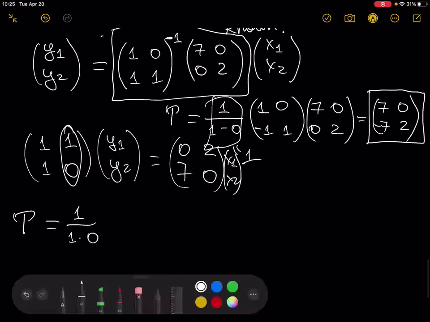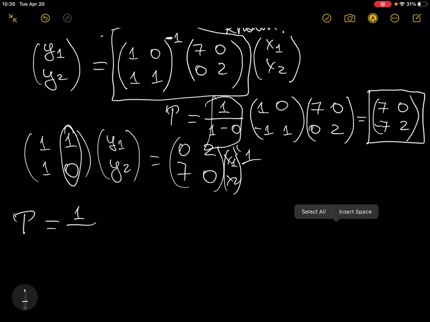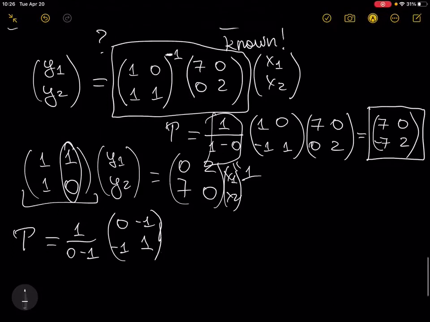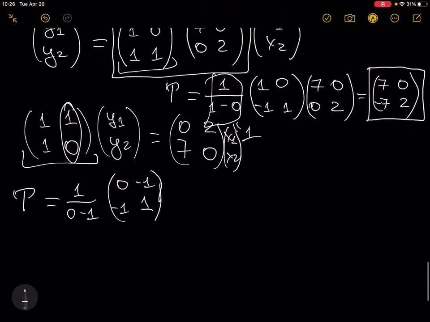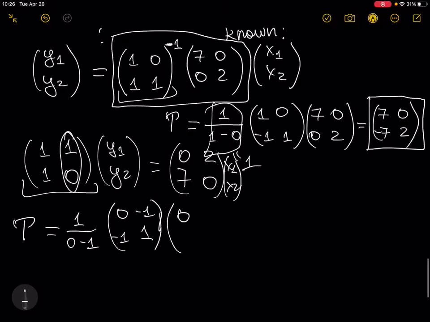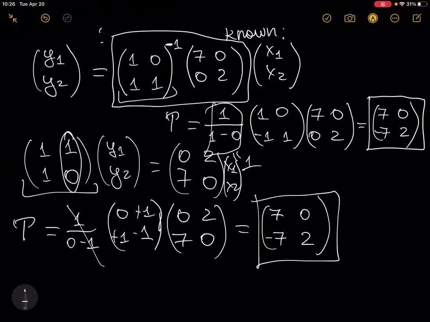Now we can try to find the transition matrix. It will be 0, negative 1, 0, 1, negative 1, negative 1. So it's the inverse of that, exactly as before. And here we have 0, 2, 7, 0. First of all, we can get rid of this and change the sign here. And then we will get the following. It will be 7, 0, negative 7, 2.